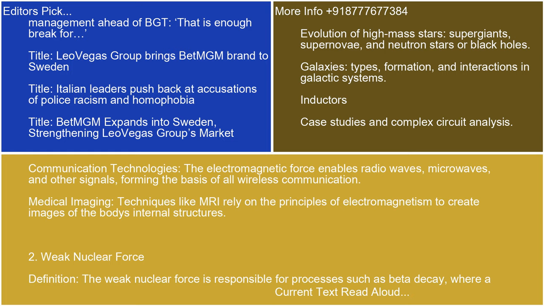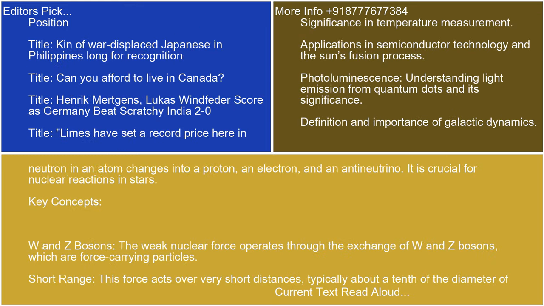2. Weak nuclear force. Definition: the weak nuclear force is responsible for processes such as beta decay, where a neutron in an atom changes into a proton, an electron, and an antineutrino. It is crucial for nuclear reactions in stars. Key concepts: W and Z bosons. The weak nuclear force operates through the exchange of W and Z bosons, which are force-carrying particles. Short range. This force acts over very short distances, typically about a tenth of the diameter of a proton.